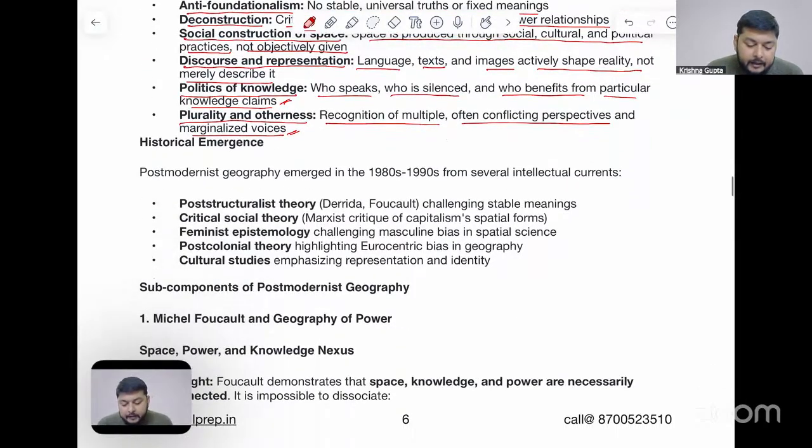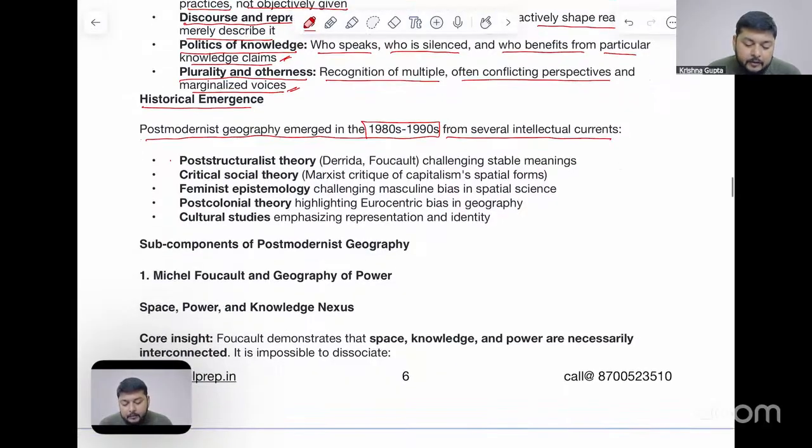Then historical emergence. Postmodernist geography emerged in the 1980s and 1990s from several intellectual currents. Number one, post-structuralist theory, given by Derrida and Foucault, challenging the stable meanings. Number two, critical social theory, given by Marxist critique of capitalism and spatial forms. Number three, feminist epistemology, challenging the masculine bias in the spatial sciences. Number four, post-colonial theory, highlighting the Eurocentric bias in geography.